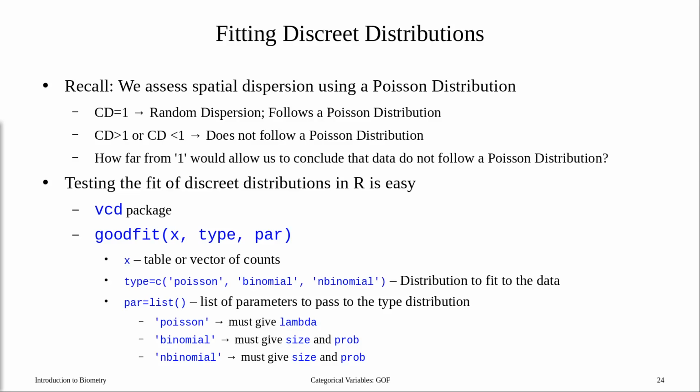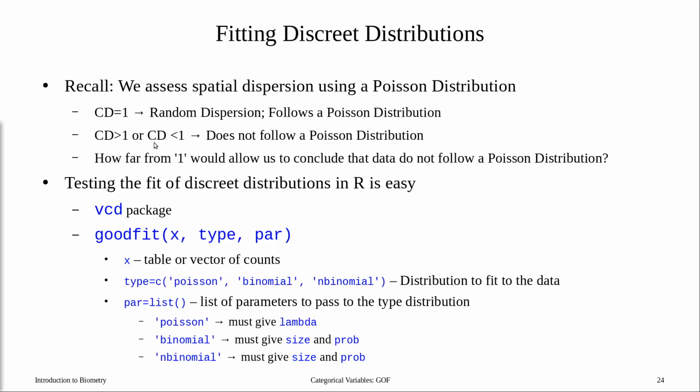With that Poisson distribution, we calculated a variance to mean ratio, or a coefficient of dispersion. If that coefficient of dispersion is equal to 1, then that means we have a random dispersion. It follows a Poisson distribution. If it's not equal to 1, then it does not follow a Poisson distribution.